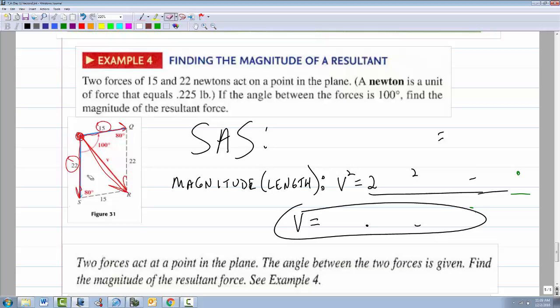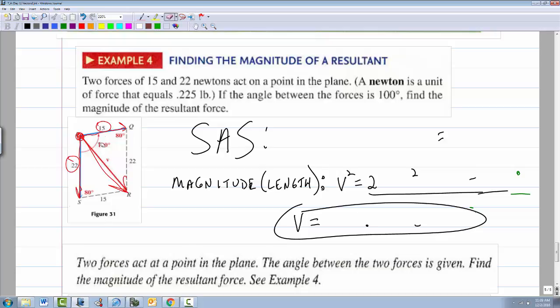The resultant is actually opposite. Look at the angle I'm pointing at. What angle am I pointing at? 80. So what we have to do is the angle between the forces is 100, yes, but we need to use that parallelogram property that 80 is the one that is opposite the resultant.